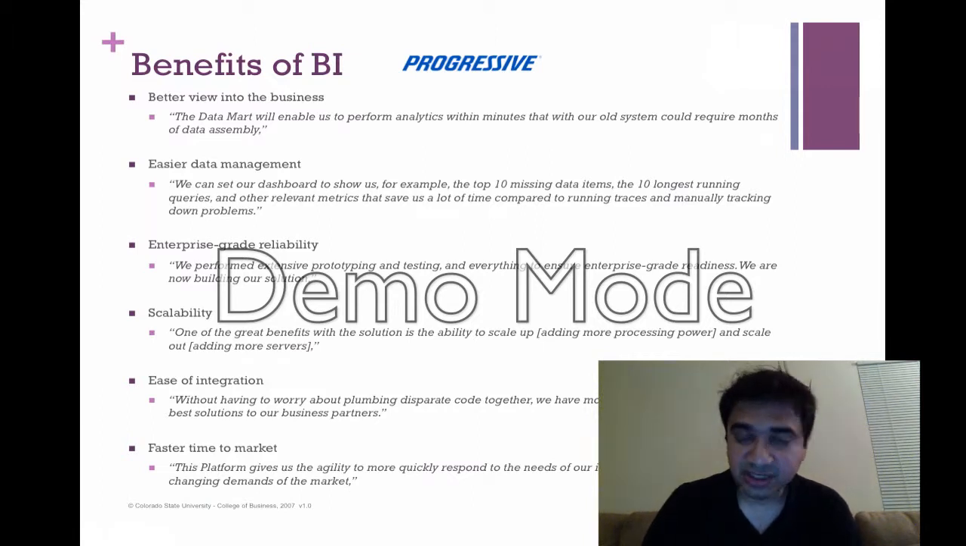Ease of integration was another benefit, where they don't have to worry about plumbing disparate code together. The users have time to think about what the best solutions are to give to their business partners, rather than worrying about how to pull pieces of information from different sources. Also, faster time to market. This platform has given Progressive users agility to respond very quickly to the needs of their internal business partners and also the changing demands of the market. So it has helped Progressive innovate in time with market expectations.